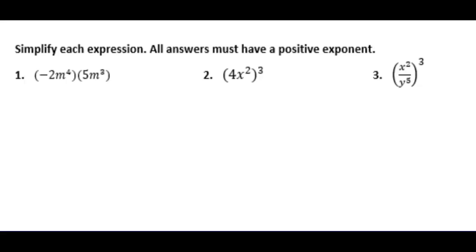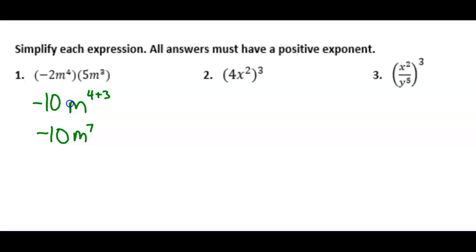What rule did I use for number 1? What did I get for an answer? What am I doing? The product. Product rule, and I did what with my exponents? What do I do here? What did I get for an answer? I added these, so I did 4 plus 3, right? So that would be some work that you could show. Do you need to? No. You can skip that step and just give me m to the 7th.